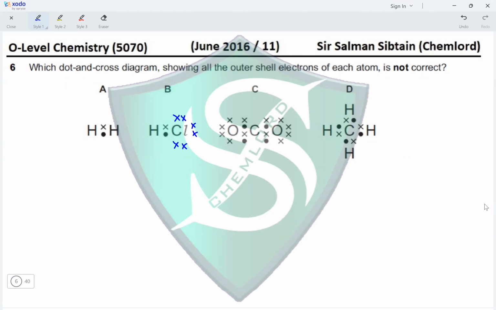For oxygen, there are 6 electrons, so 2, 4, 6, 6 crosses, and for carbon there are 4 electrons, so 4 dots. So all electrons have been shown, and in methane 4 electrons for carbon and 1 electron each for hydrogen, which is also shown. So the only structure in which the outer electrons are not completely displayed is HCl, making option B the correct option for this question.